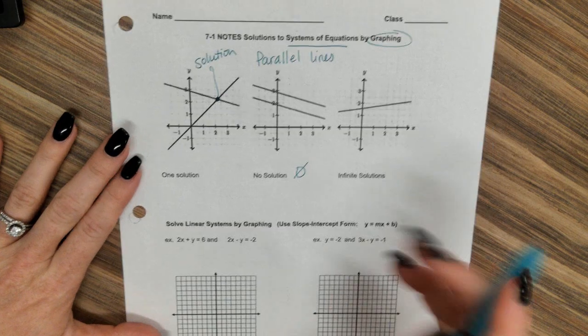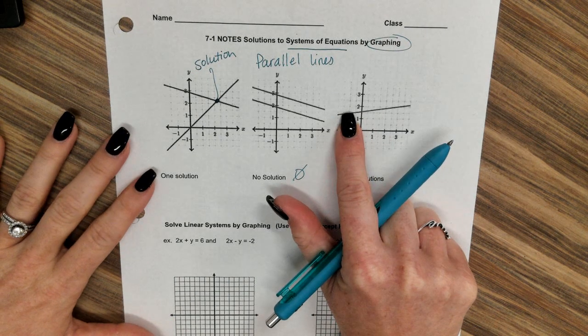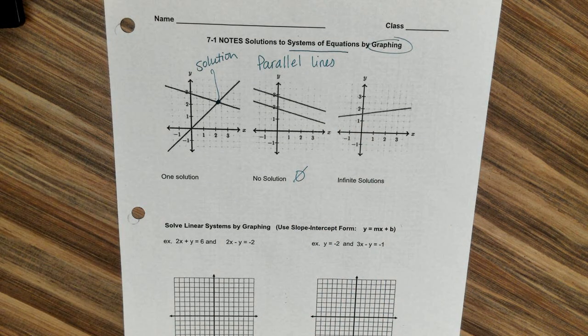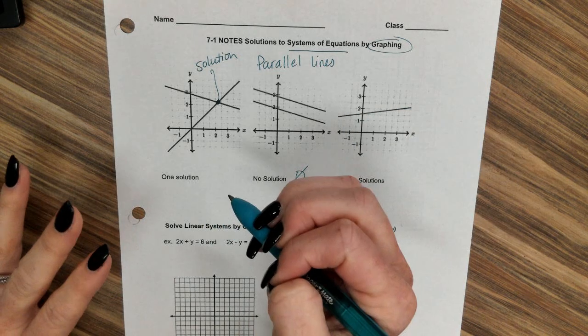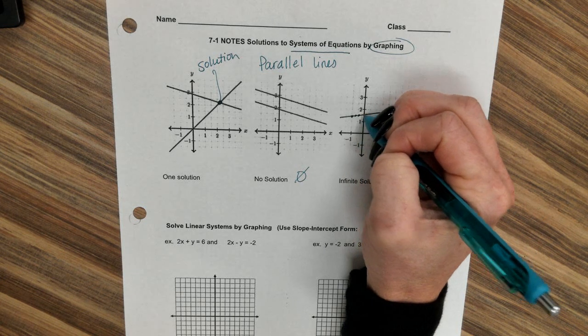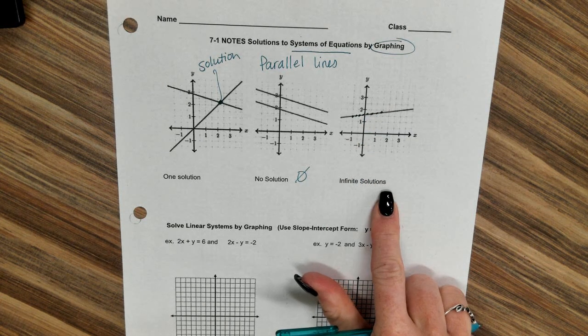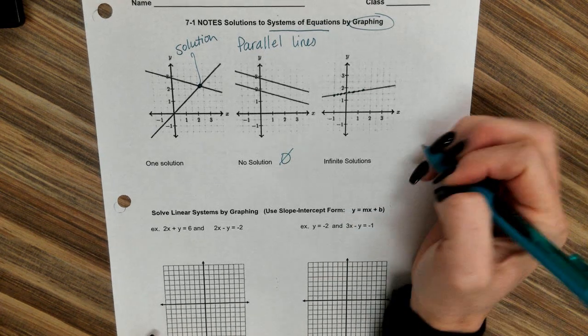Okay, and then this last one is like, y'all remember how we were graphing equations and sometimes they would be the exact same equation written in different forms? And so if I graph a line here and then I graph a line right on top of it, then it is touching at every single spot. And so there are infinite solutions, or also how else could we write that? All real numbers.